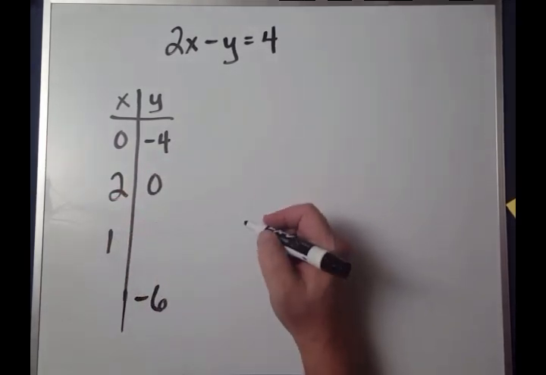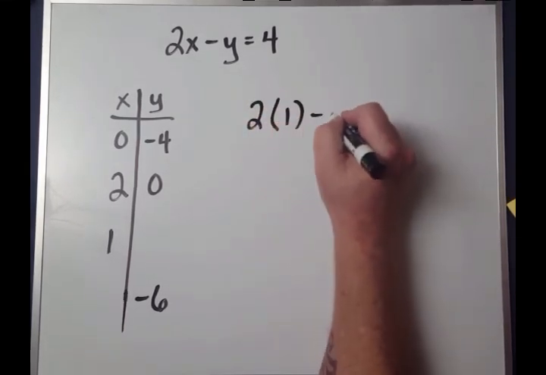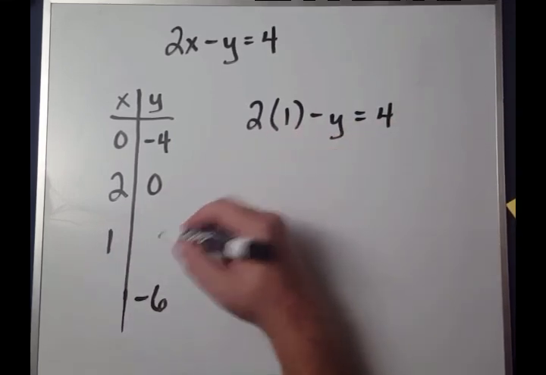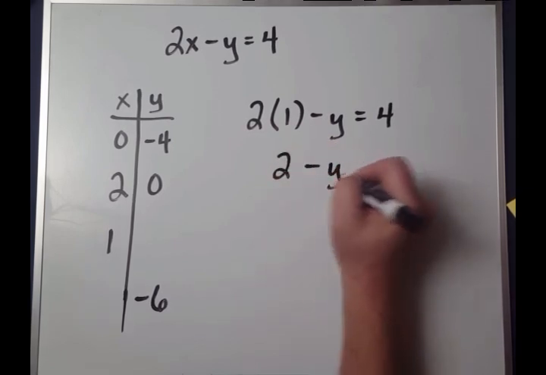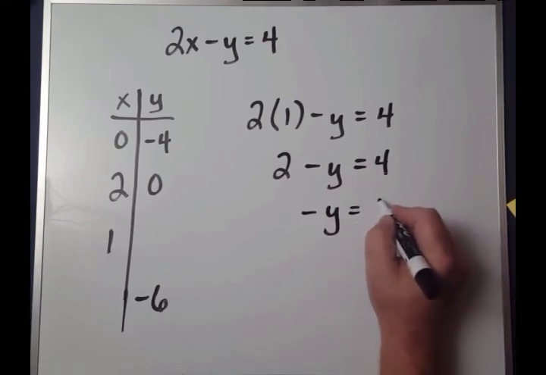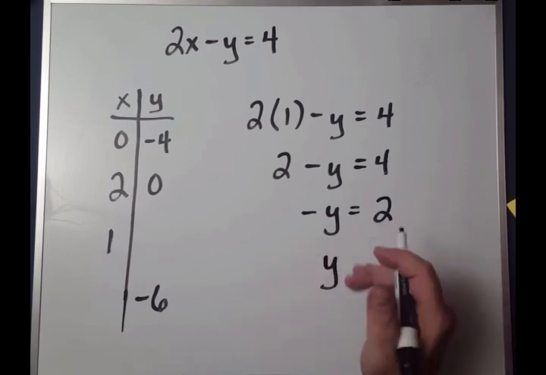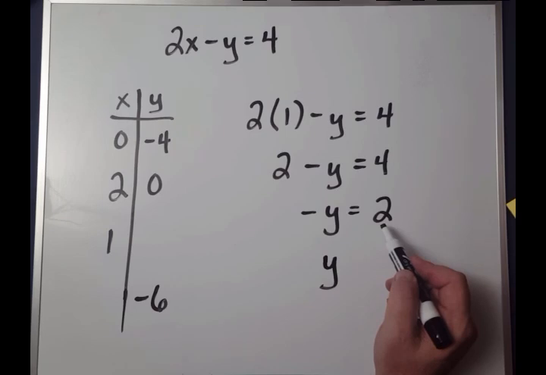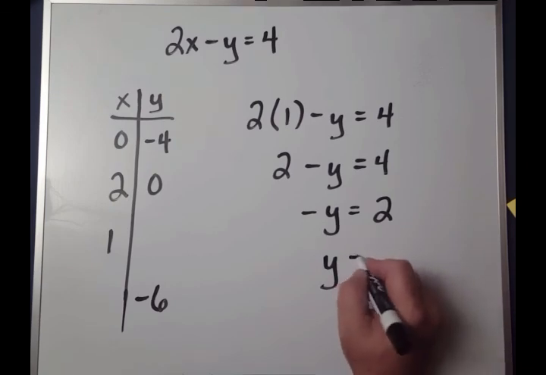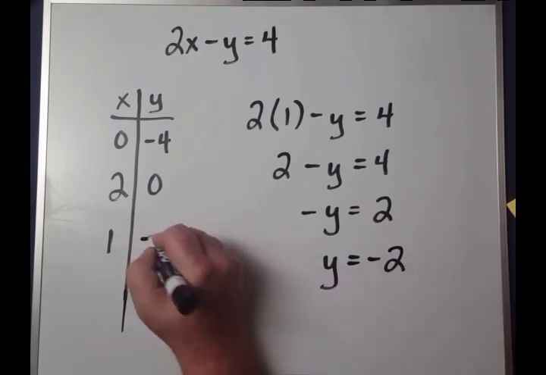Plugging in things other than 0, I don't often do that in my head. I want to see that work, just so I don't make a silly mistake. Plug 1 in for x and solve for y to get this third ordered pair. So we have 2 minus y equals 4. Subtract 2 from both sides and take the opposite of both sides. Or, I don't know what you want to call this. Divide both sides by negative 1. Multiply both sides by negative 1. I said take the opposite of both sides. They all mean the same thing. If negative y is positive 2, then y itself must be negative 2.